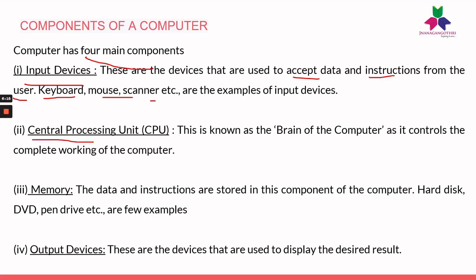Then the next component we have is your central processing unit, that is abbreviated as CPU. This is called the brain of the computer. Why is it called the brain of the computer? Because it controls the complete working of the computer.